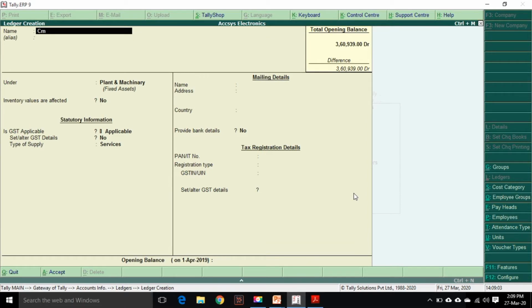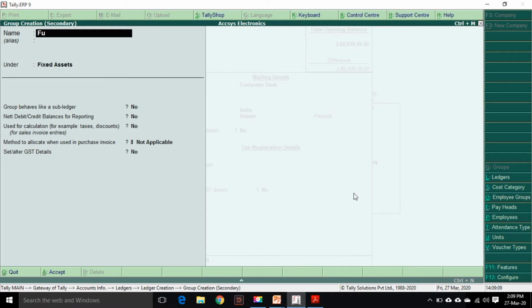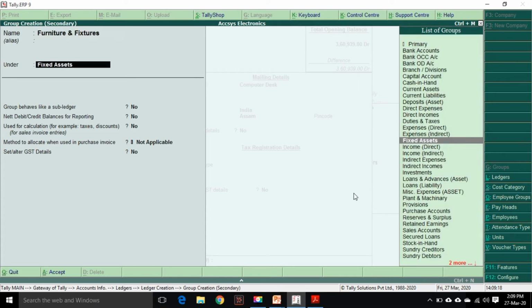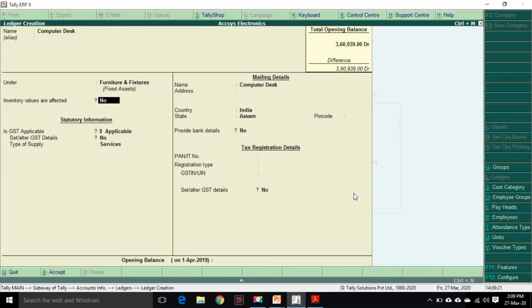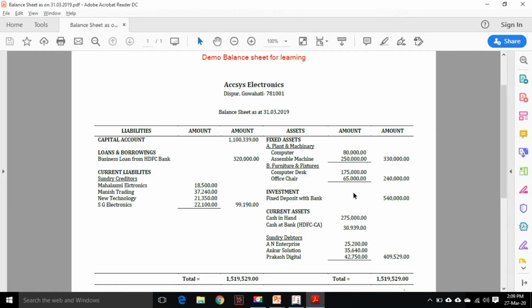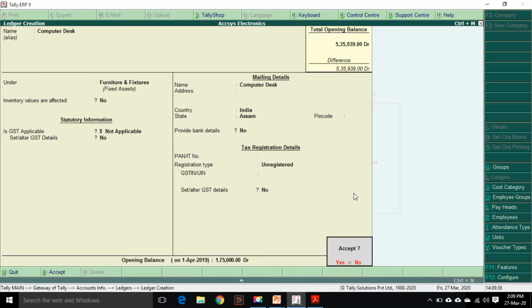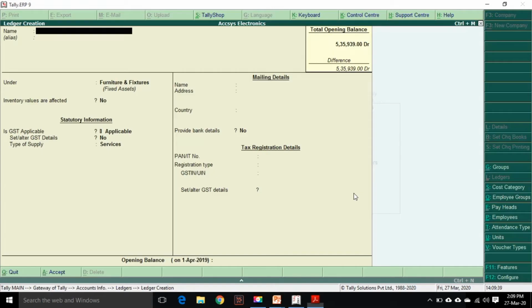Next, furniture and fixtures, then computer desk. We have to create another group, furniture and fixtures, under fixed assets. Everything will remain the same. Not applicable. Unregistered. Give opening balance 1,75,000. Debit. Done. Next is office chair, under furniture.